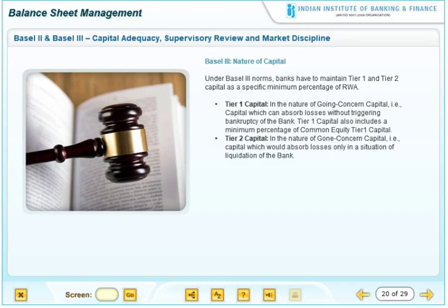Under Basel III norms, banks have to maintain Tier 1 and Tier 2 capital as a specific minimum percentage of RWA. Tier 1 capital, in the nature of going concern capital, that is, capital which can absorb losses without triggering bankruptcy of the bank. Tier 1 capital also includes a minimum percentage of common equity Tier 1 capital. Tier 2 capital, in the nature of gone concern capital, that is, capital which would absorb losses only in a situation of liquidation of the bank.